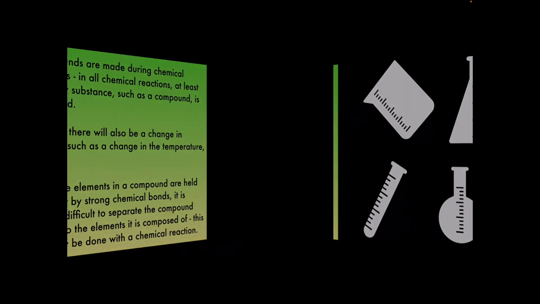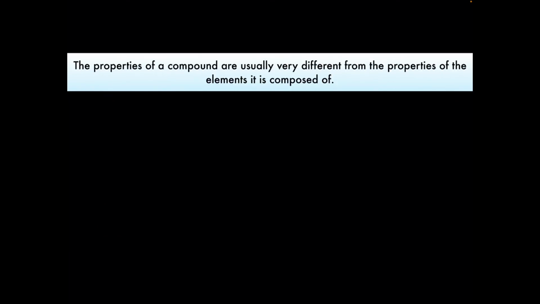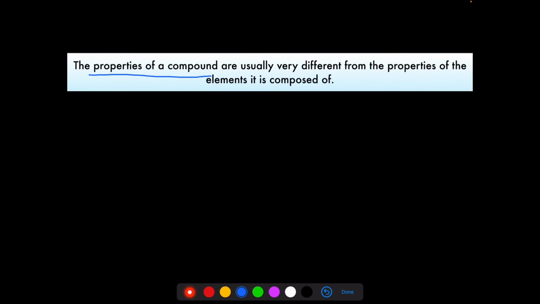The final concept, I think, is the properties of a compound. It's a very important point, which is why it's written very big here. The properties of a compound are usually very different from the properties of the elements it is composed of. Let's take a common compound, you probably use it every day. NaCl. Let's write it nice and big here. Do you remember the chemical symbols?